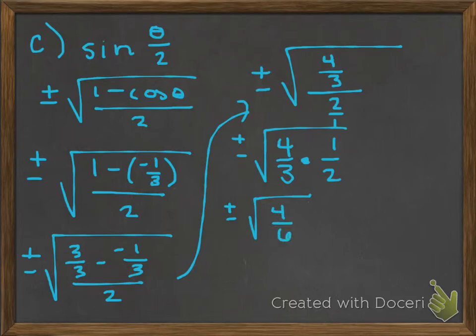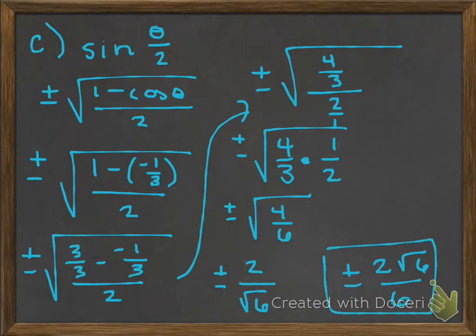And why don't we keep it like this before we reduce it, because 4 is a perfect square. So when I take the square root of the top and the bottom, I get 2 over the square root of 6. And then the last thing we have to do is rationalize, and that just means we move the square root up. So our final answer is 2 root 6 over 6. So that's our answer for sine of theta over 2.